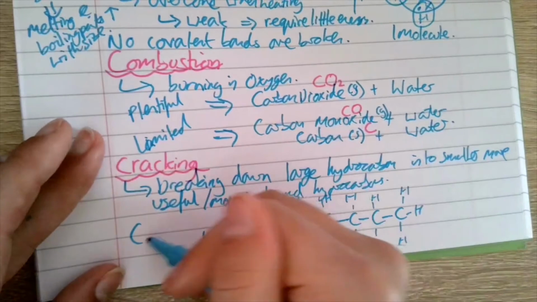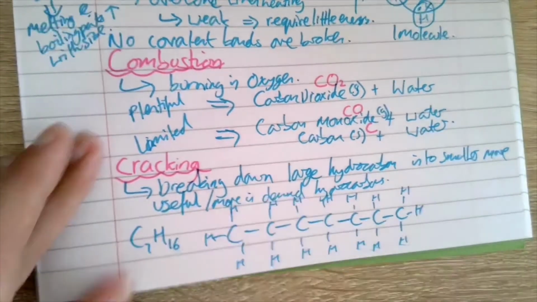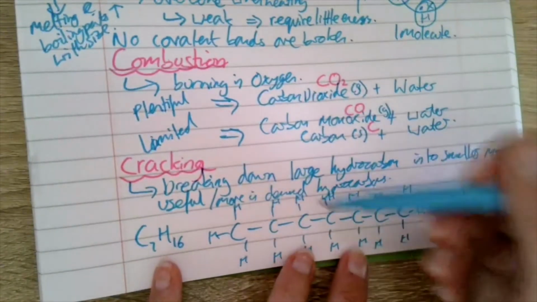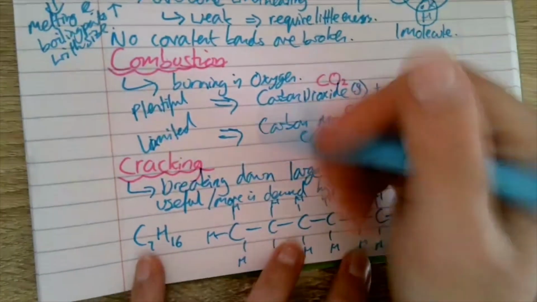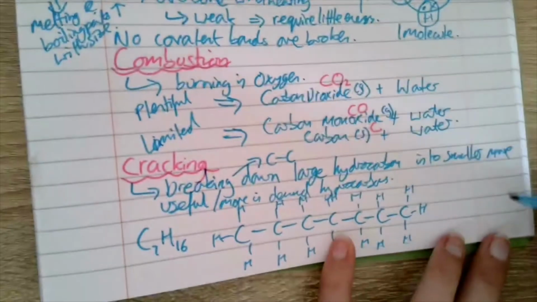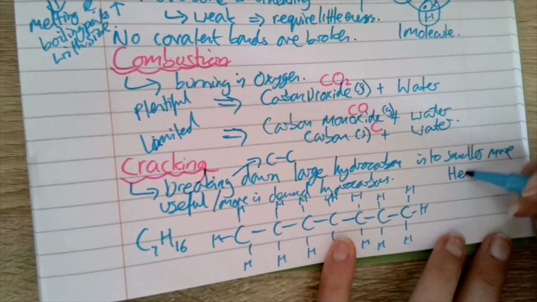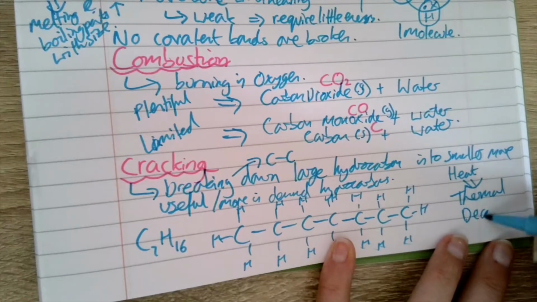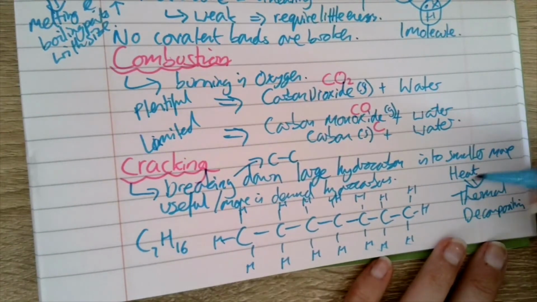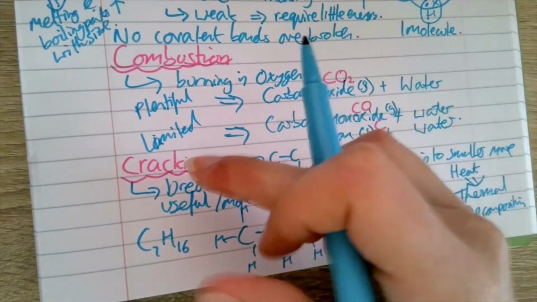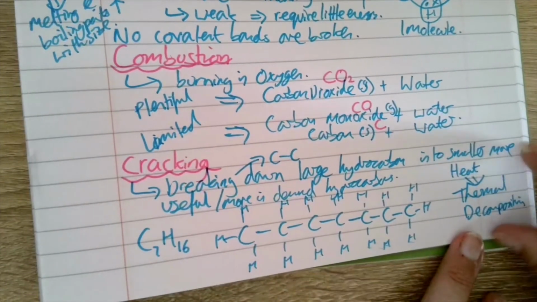so I've got C7H16 to start with, and what I could do is I could break any of these covalent bonds. So we're breaking our CC bonds, and we are always using heat in order to do this, and so we would call this a thermal decomposition reaction, as we're using heat, so that's the thermal part. Decomposition is your breaking down. So cracking is an example of a thermal decomposition reaction.